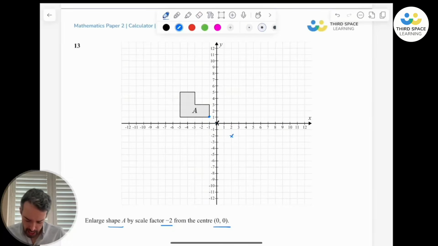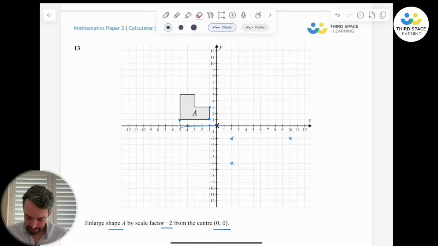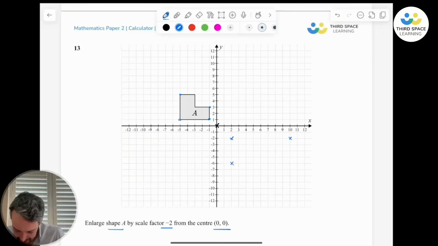Okay. And then similarly with that one, I would go 1 to the left and 3 up. So I'll go 2 to the right and I'll go 6 down. Let's do this one. Rather than going 5 to the left and 1 up, I'm going to go 10 to the right and 2 down. So it's going to be there. And this one, that one was 5 to the left and 5 up. So it's going to be 10 to the right and 10 down. That's going to be there.